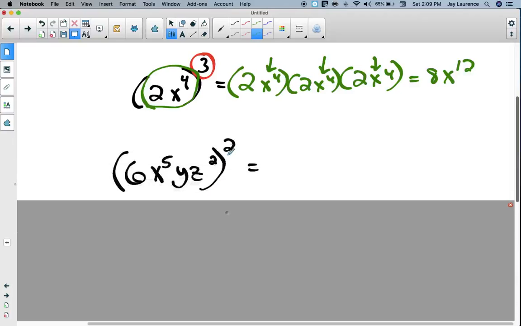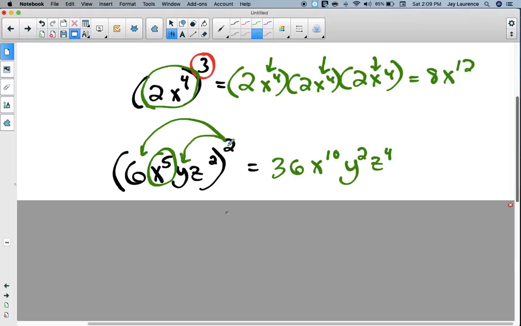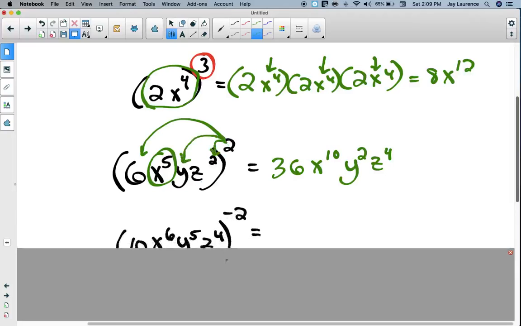Now, another way to do this problem is to square 6, which would be 36. Square x to the fifth. Well, that would be x to the fifth times x to the fifth, which would be x to the 10th. Square y. Careful, this is not the right answer. Y times y is y squared. Z to the fourth squared would be z to the eighth. So you can apply the exponent to all the terms. It's not distribution, but you can apply the exponent to all the terms in there.